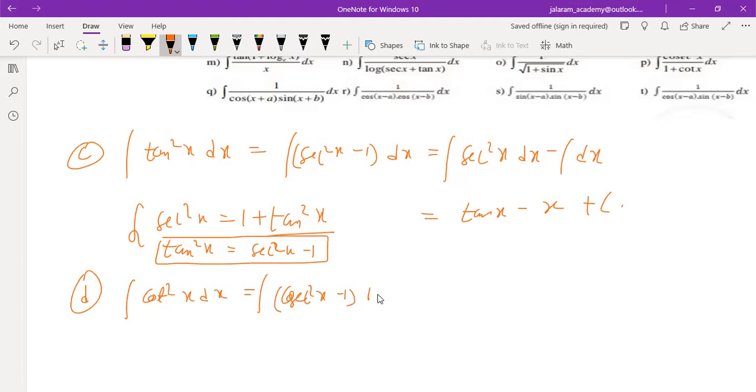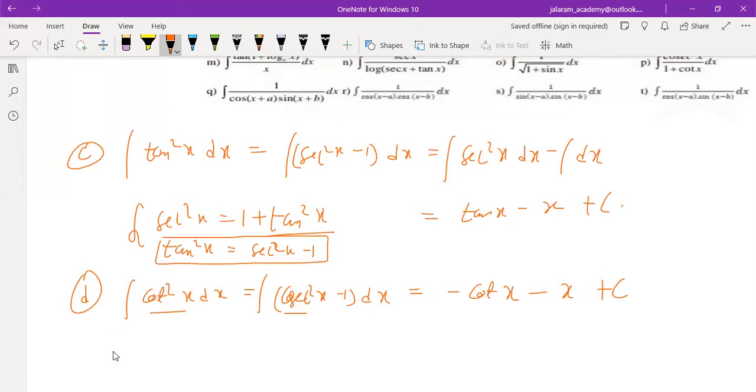As we know, there is an identity in trigonometry that cot square x equals cosec square x minus 1. Now if we integrate, the integration of cosec square x minus 1 is minus cot x minus x plus c. The integration of sec square x is already a formula, it is tan x. The integration of cosec square x is also a formula, so it is minus cot x plus c.